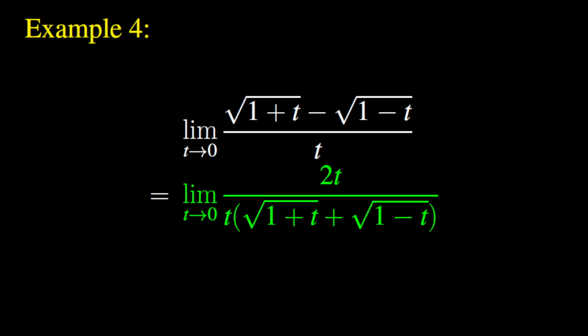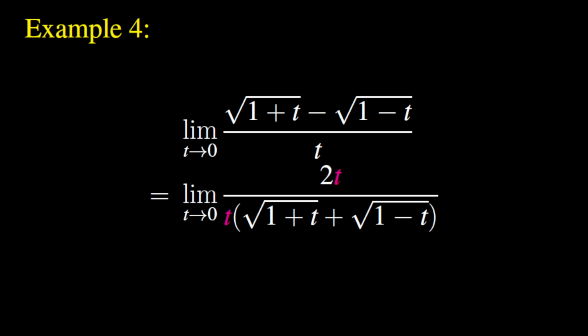In sum, the newly simplified expression is 2t divided by the expression t times the square root of 1 plus t, plus the square root of 1 minus t. We see that we can still simplify this expression further. In fact, the quantity t appears on both the numerator and denominator. So it is a common factor that should be simplified.